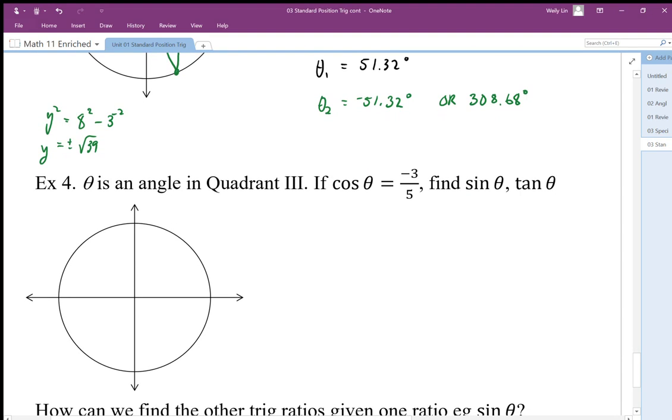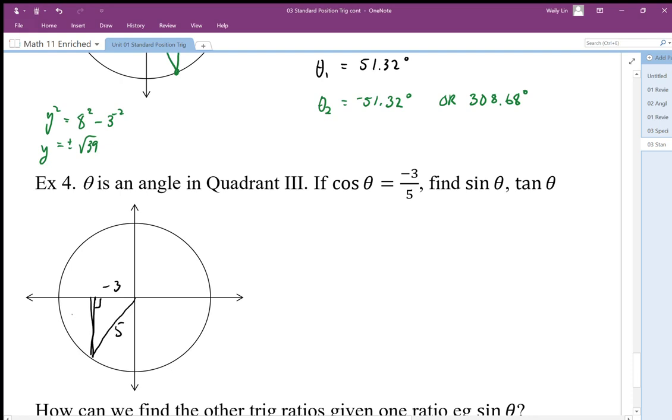Okay, so this one here, we've been given the cos ratio. Again, the cos ratio given in exact form implies we have two sides of the right triangle. Cosine's negative in quadrant 3, so it's going to be down here. So it's going to be -3, -3, and 5 is my radius.